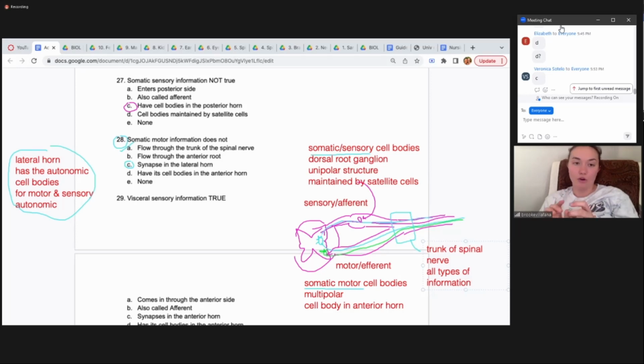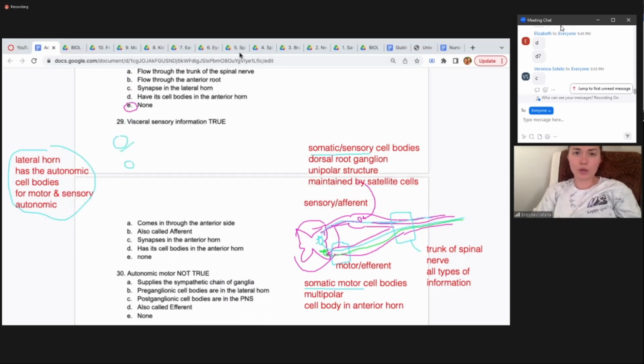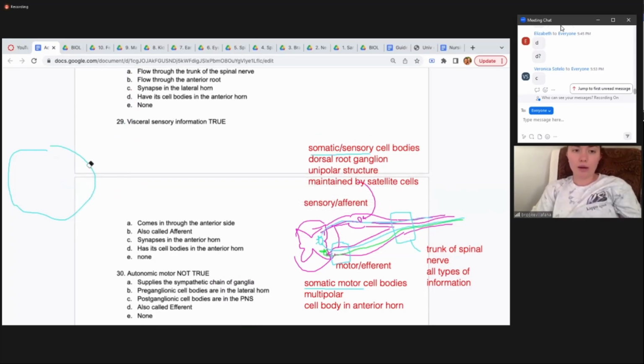Just think of it as a nerve. The anterior root is the part right here, and that does have our somatic and visceral motor information. And then we know that its cell bodies are in the anterior horn, which I just showed you guys. It does not synapse in the lateral horn. So the lateral horn is for autonomic, so that's not involved with the synapse of the somatic motor. I know it's a lot of terminology to keep track of, but it's worth reviewing.